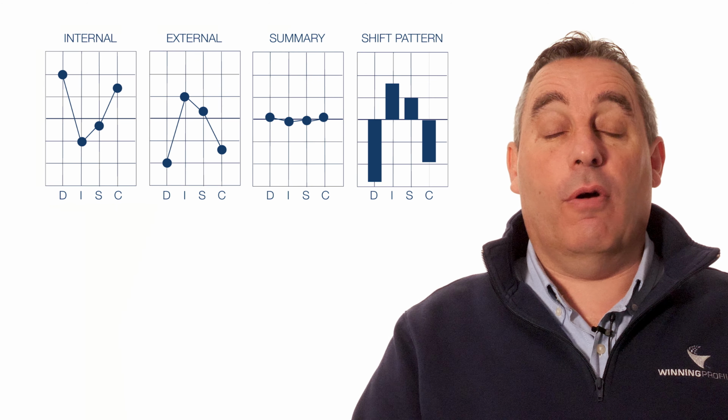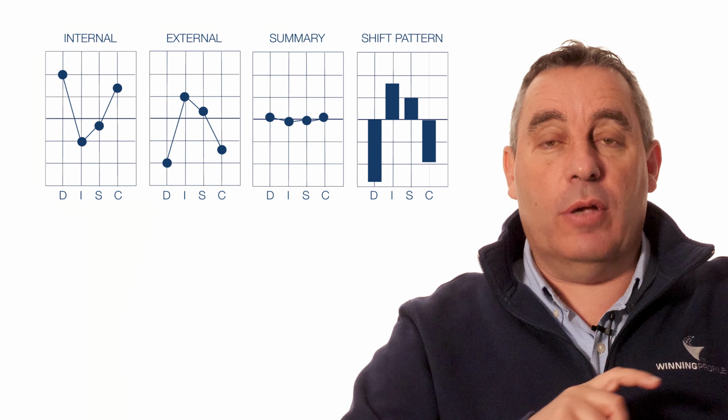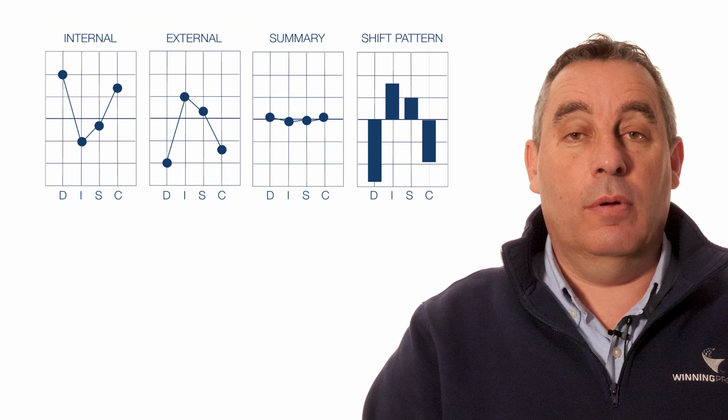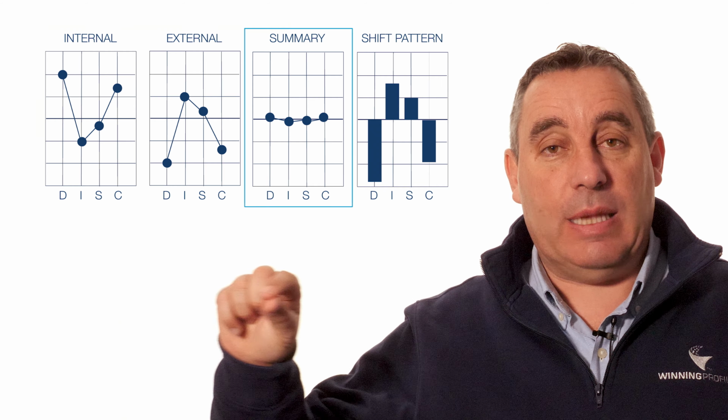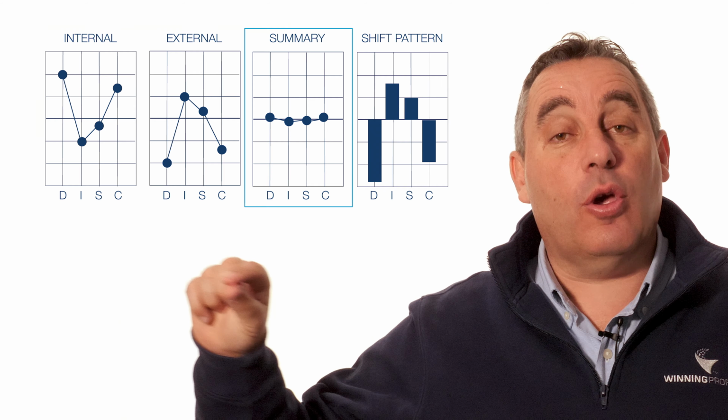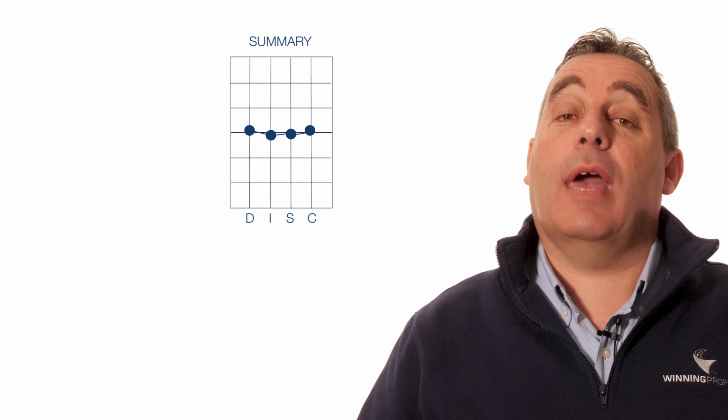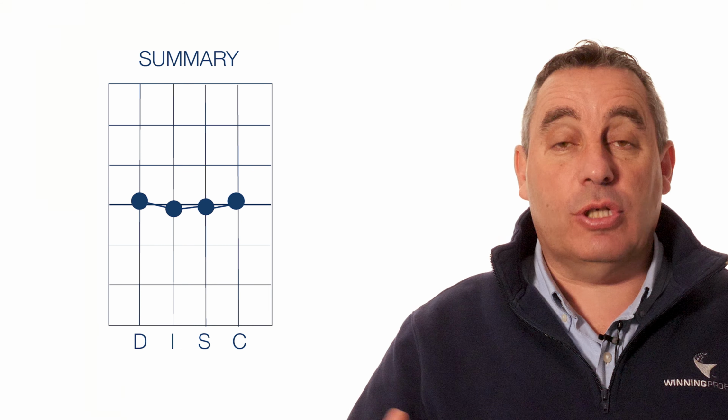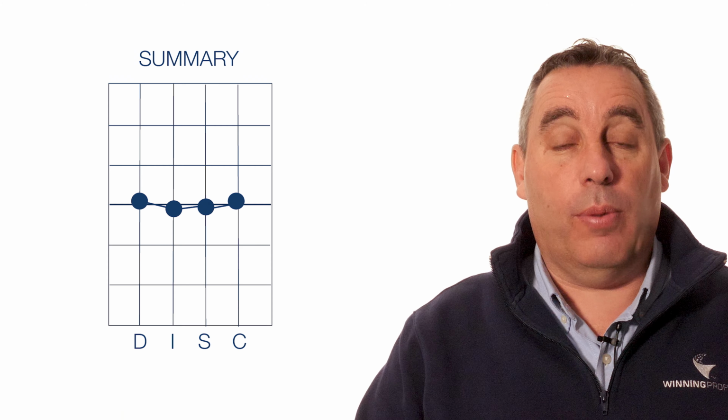In those situations where your external profile may be a complete reversal of your internal profile, we get a very flat summary profile. And flat and compressed graphs can be an indication of stress, pressure, uncertainty in the workplace.